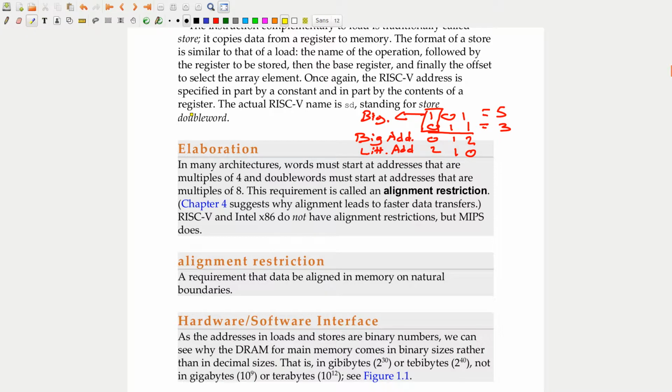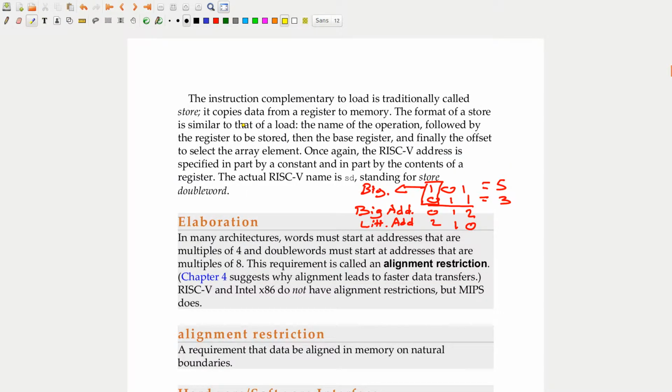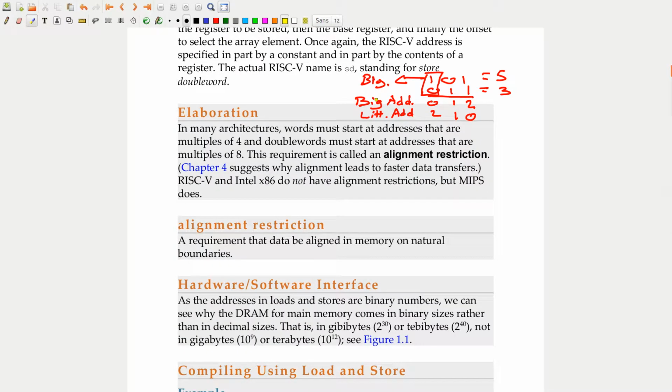So let's keep going. Let's look at what they mean by alignment restriction. So in many architectures, words must start at addresses that are multiples of 4. That makes sense.